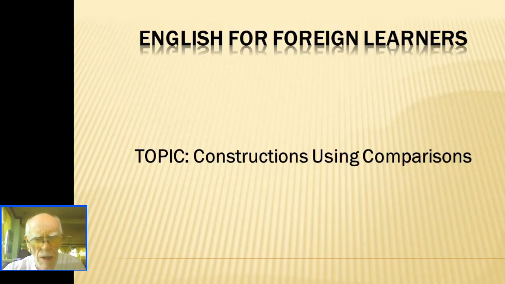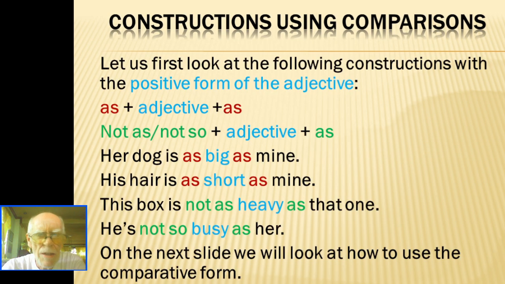Welcome to my channel. My topic today is constructions using comparisons. Let us first look at the following constructions with the positive form of the adjective. So we have as plus the positive form plus as. Or we can have not as or not so plus the positive form of the adjective plus as.